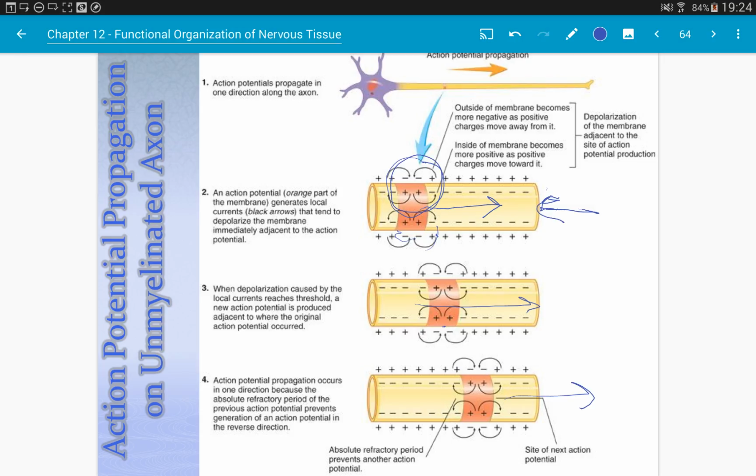Now, because it's not myelinated, how will it affect the speed of the propagation of the action potential? Yeah, it's going to be slower because it has to go through every little spot along the way. So there's nothing it can skip. It has to go the entire length. Okay, and this is really like a group of people doing a wave in a stadium.